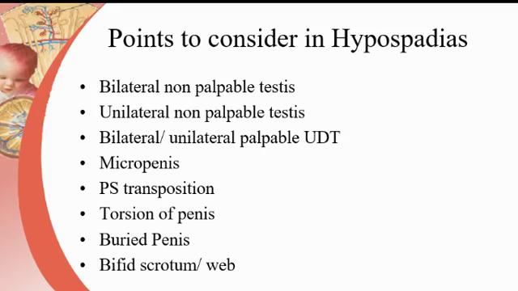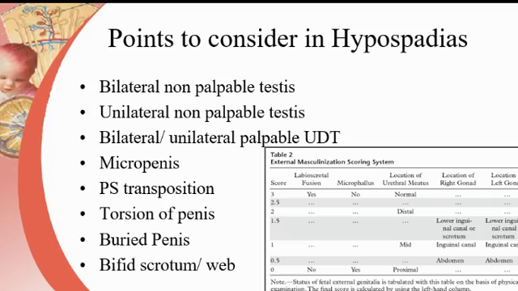I will not go into the full discussion of this, but what you need to be aware of is there's a thing called the external masculinization score. The total score is 12. There are 3 points for labioscrotal fusion, 3 points for microphallus, 3 points for the location of the urethral meatus, and 3 points for undescended testis, 1.5 for the right, 1.5 for the left. If somebody gets 12 points in total, then that is a complete male phenotype. If the score is less than 7, then you may have to evaluate them for DSD.